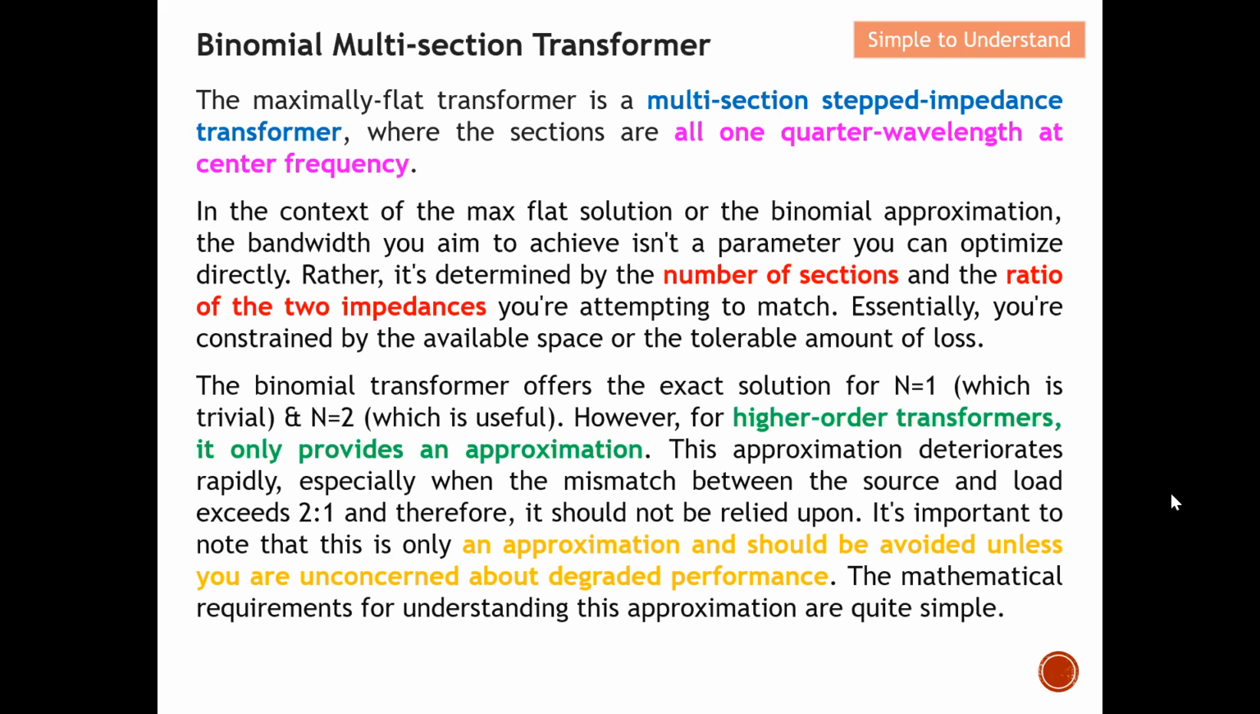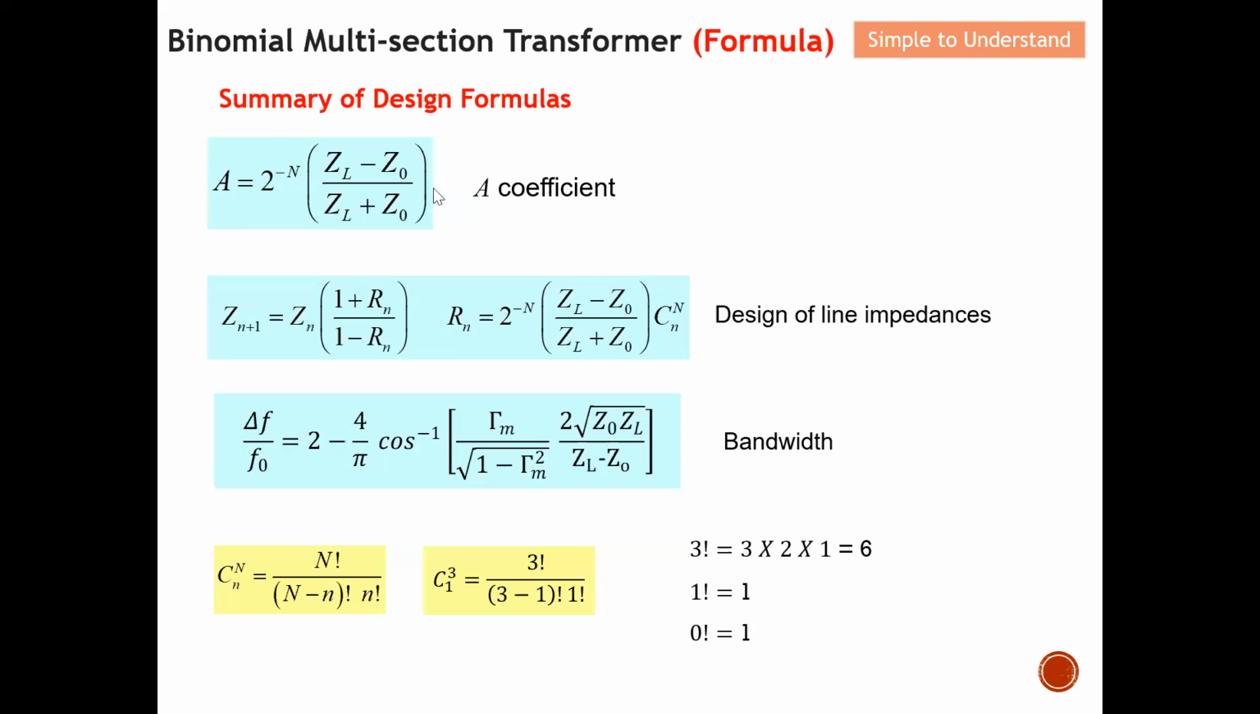Why you want to use this is because the mathematical requirement for understanding it is very simple, which I'm going to go through soon. These are the formulas that you need in order to design this binomial multiple section transformer. Over here you will calculate the coefficient, and this will be the design of the line impedance. This will be to calculate the bandwidth. Those in yellow are some mathematical terms. So basically you can see over here.